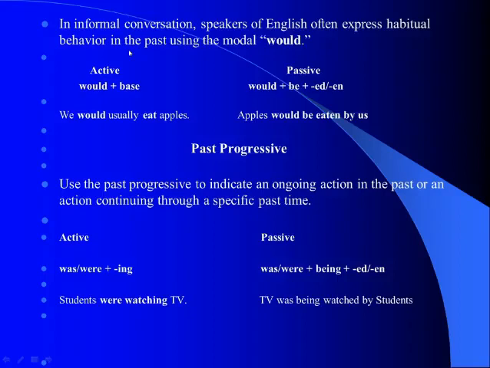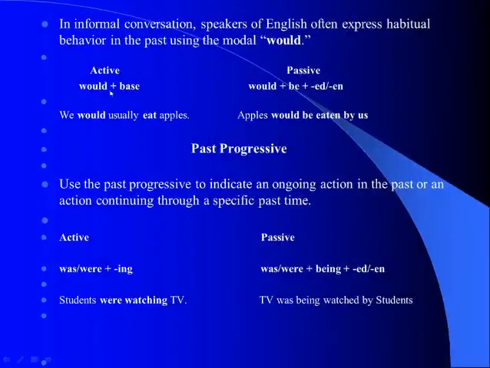Some people are like that. Some people must get a cup of tea at the time of getting up from the bed. Okay? So that is habitual behavior. So they can say, I would drink a cup of tea. This way people are using the word "would". Here you see active: would base; passive: would be ed. We would usually eat apples. Apples would be eaten. We have to use "be" with the word "would" in passive voice.